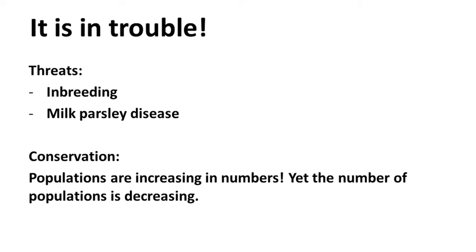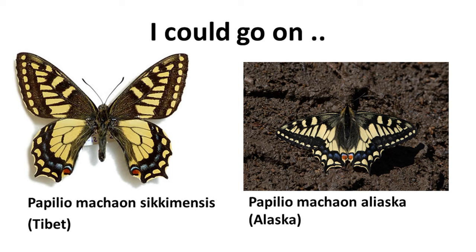Now, I could go on and on like a broken record. I could show you the small subspecies from Tibet that is adapted to cold and high altitudes and has very short tails on the wings. The tails are almost completely reduced.